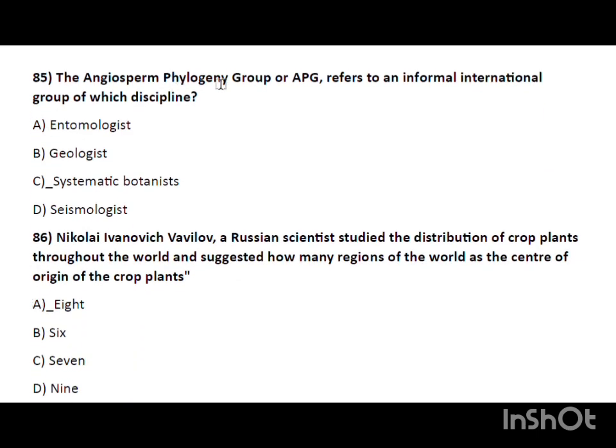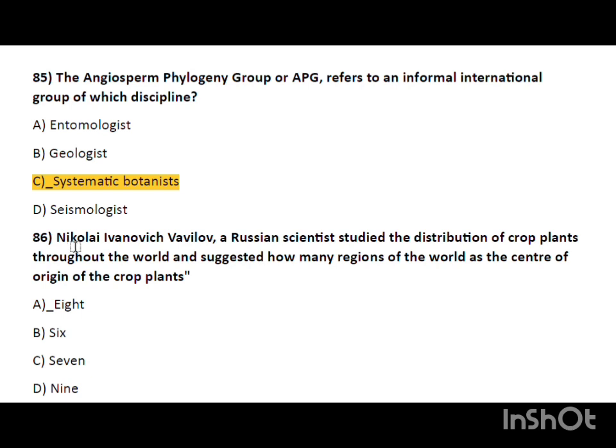The angiosperm phylogeny group or APG referred to an informal international group of which discipline? Option A, entomologist, option B, geologist, option C, systematic botanist, option D, seismologist. The correct answer is option C, systematic botanist.